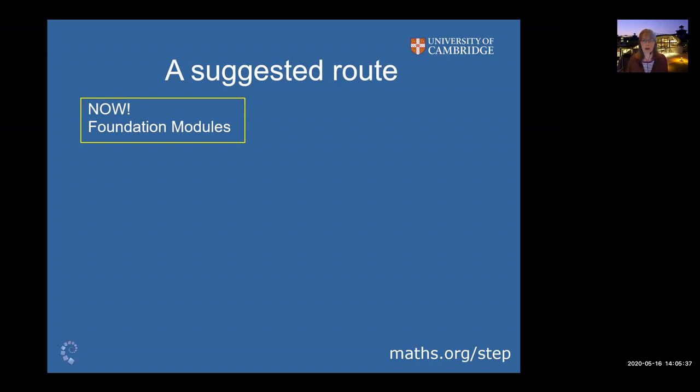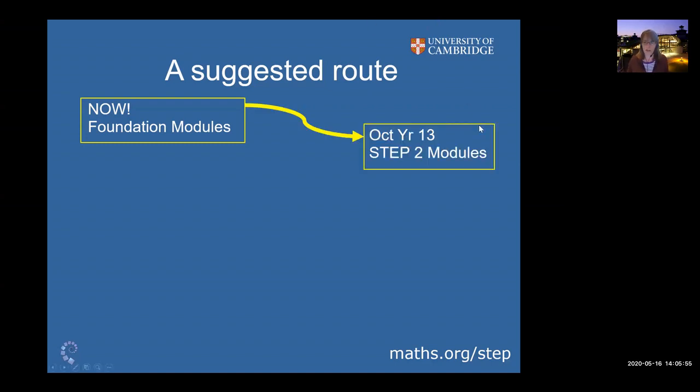Some people don't like spending time on the warm downs and the warm ups, which are question one and question four. If you don't want to do those, don't do them. You use these as you want to use them. In October of year 13, so about the point when you are applying for university, I would suggest you start looking at the step two modules. There's two in particular which I think are really useful before interviews, and that's the step two graph sketching module, or curve sketching, I think it's called, and the step two calculus module. So I would start on those two, and those two are at the top of the list of modules.